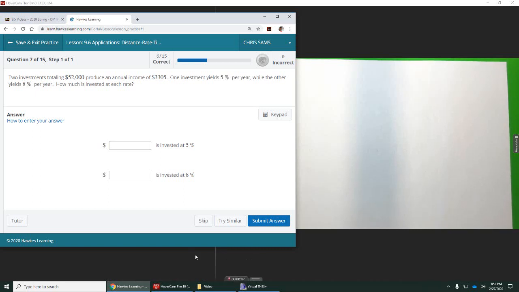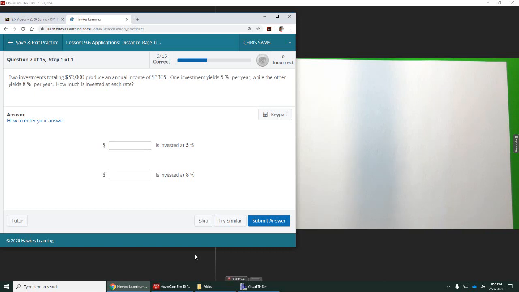Number seven says two investments totaling $52,000 produce an annual income of $3,305. One investment yields 5% per year, while the other yields 8% per year. How much is invested at each rate?